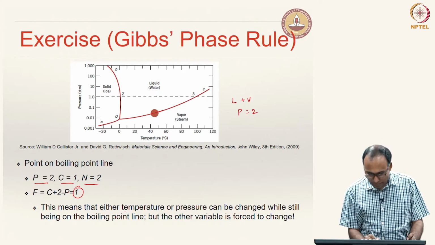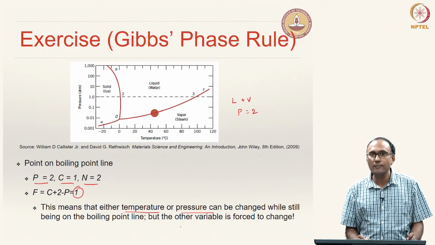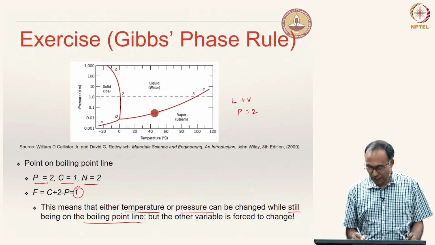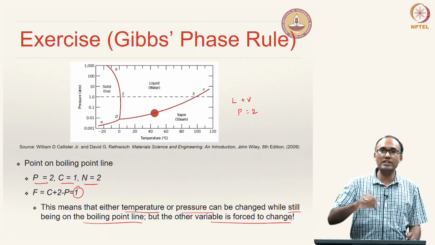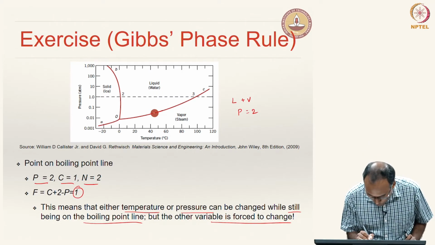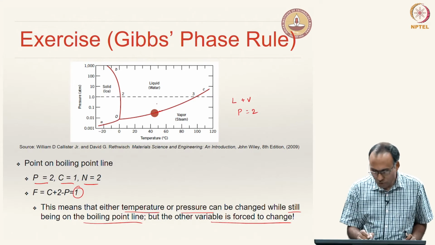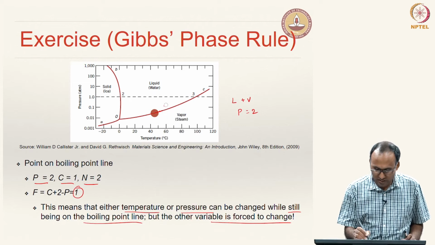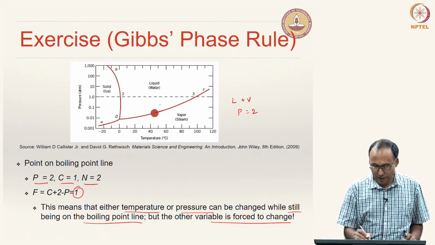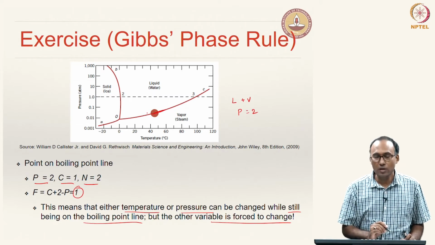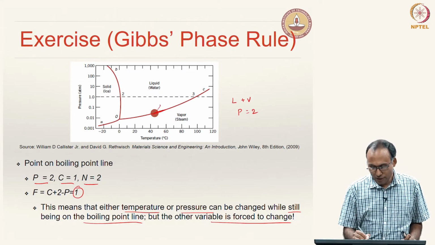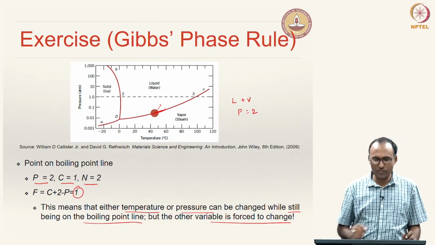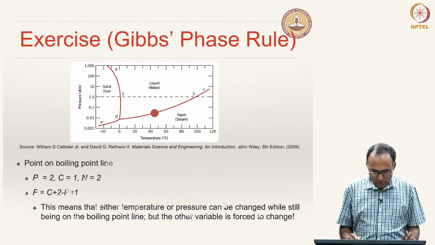So this means that either temperature or pressure can be changed while still being on the boiling point line, but the other variable is forced to change too in its own way. That means you can only move this way. You can choose what the temperature change should be, and automatically the pressure change is decided by this line. But if you want to move in any other way, then you will be leaving the two phase region. So that is the degree of freedom 1. Now, let us look at the triple point.